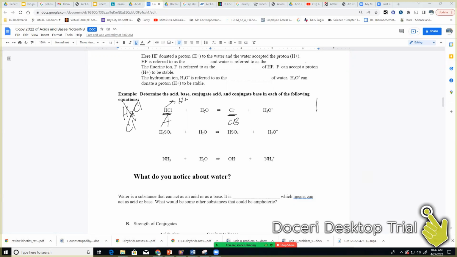Same thing for my water. If I start with water, it can do two things. It can go to H3O plus or it could lose a hydrogen. Those are my two choices. And in this reaction, I have the H3O plus. So that means the water accepted that hydrogen. So it's a base here, and then it would act as a conjugate acid on the other side. All right, why don't y'all label those two other little equations?